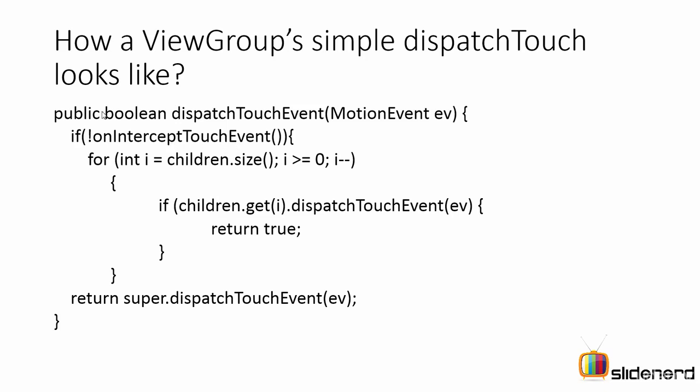But if it returns false, that means you're going to find the children, and you're going to find them in the reverse order because of the for loop. You're going to call each child's dispatchTouchEvent and return true to indicate whether that particular child is going to process it or not. Now when you call a child's dispatchTouchEvent, what is going to happen? Isn't that the question you have right now? Let's take a look at that.